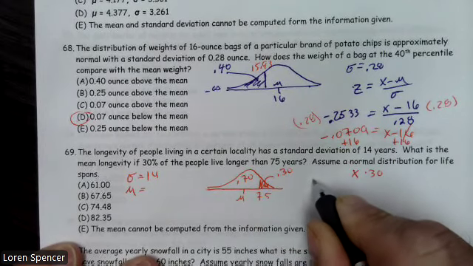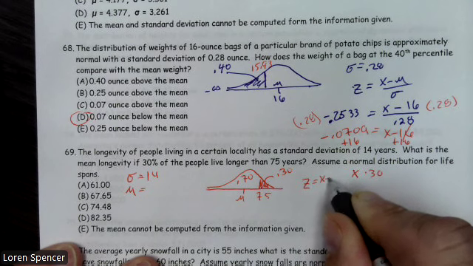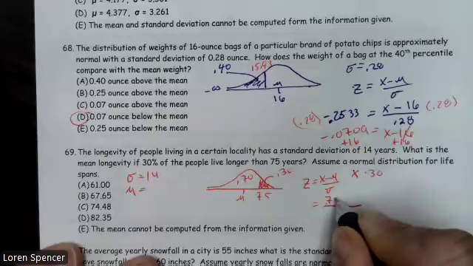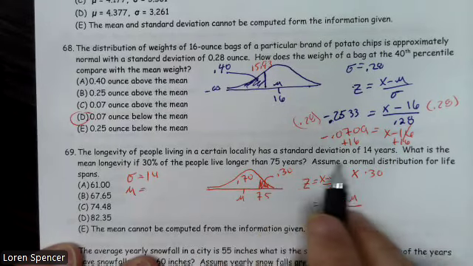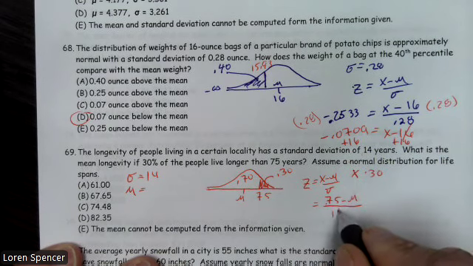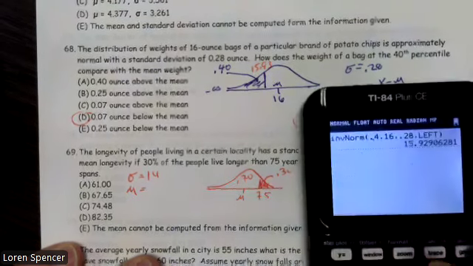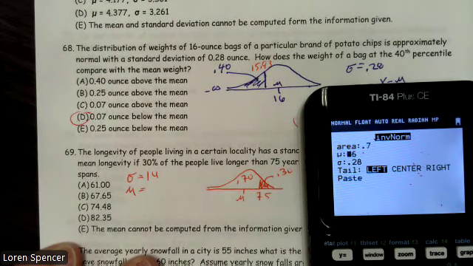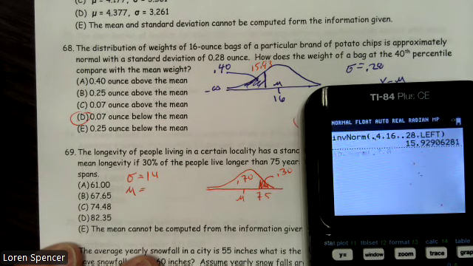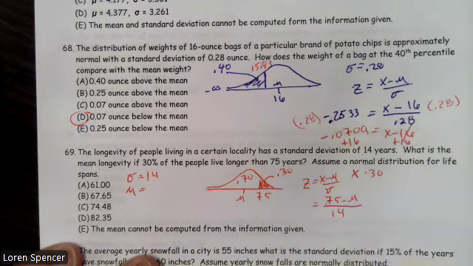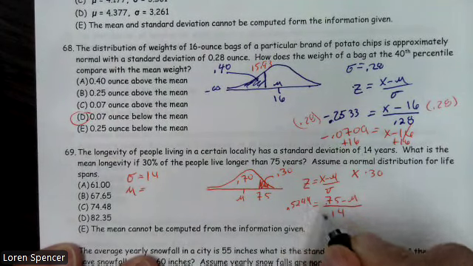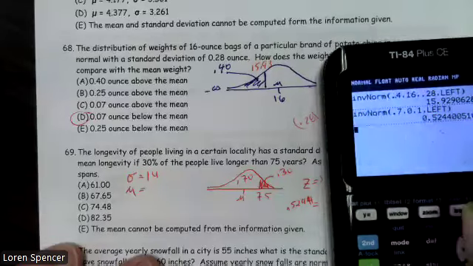So once again, our organizer, z equals x minus mu over sigma. Well, I don't know the mean. I know the 75 minus the mean over standard deviation of 14. And I can do an inverse norm for 0.70. All z-scores have a mean of 0, standard deviation of 1. We're coming from the left because that's where I pulled from. So 0.5244. All right, on an FRQ, that's work shown.